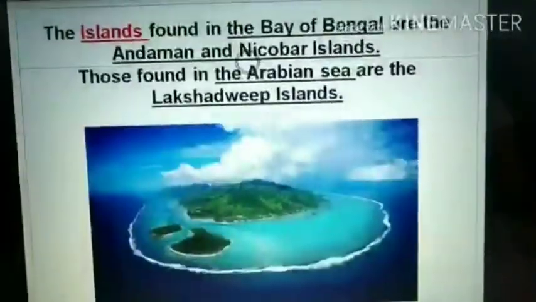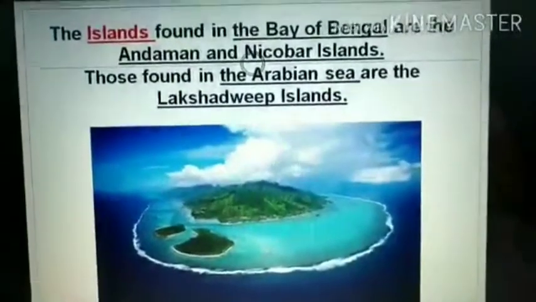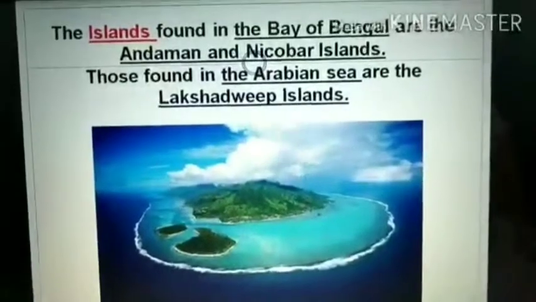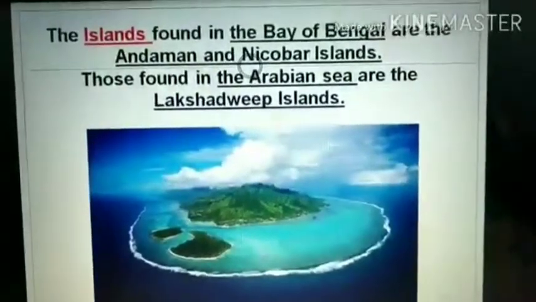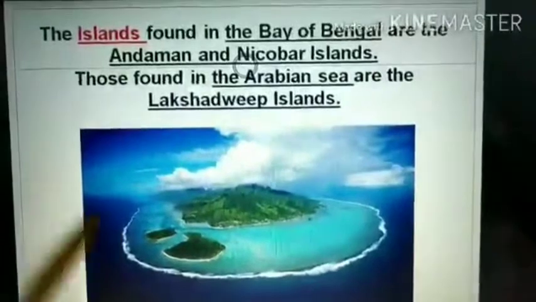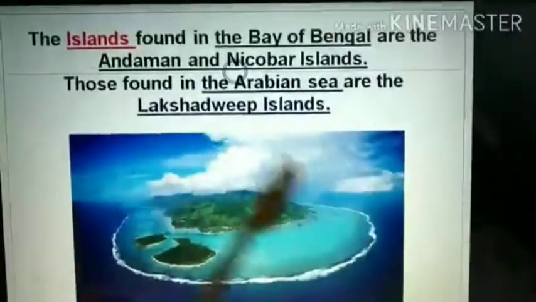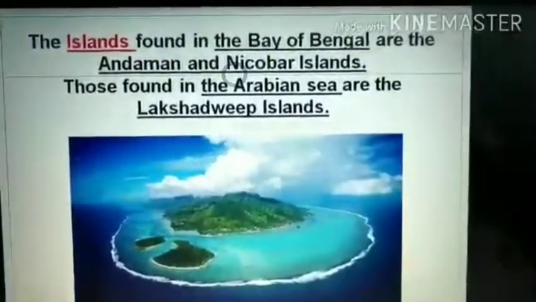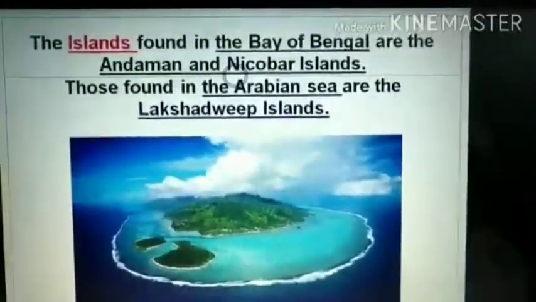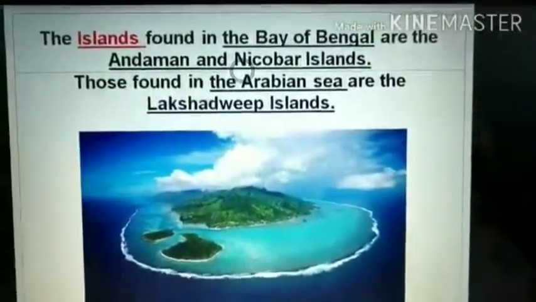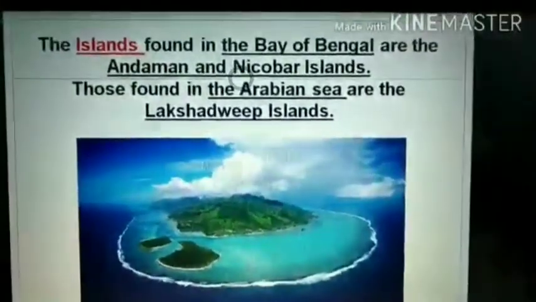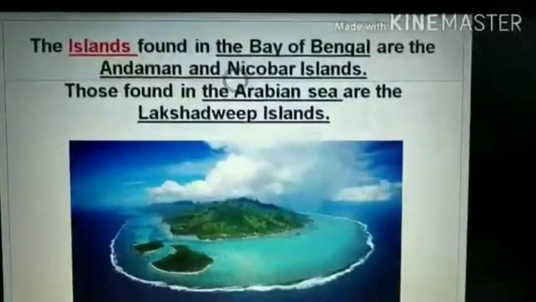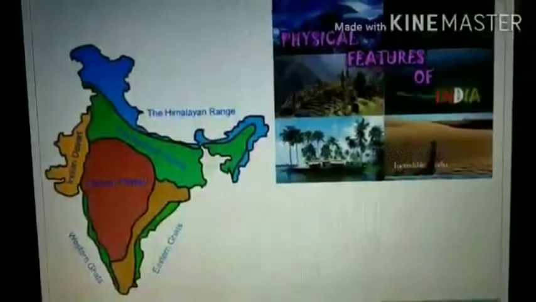Next is islands. An island is a piece of land surrounded by water on all sides. Look at here, children. This land is surrounded by water on all sides. There are 2 groups of islands in India. The one is the Andaman and Nicobar Islands, located in the Bay of Bengal, and the Lakshadweep Islands are located in the Arabian Sea.